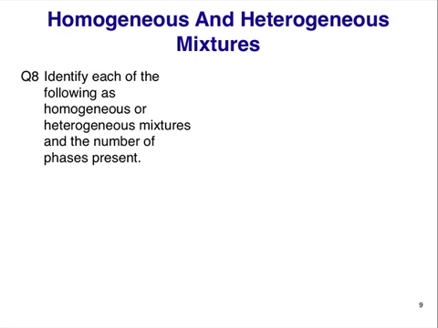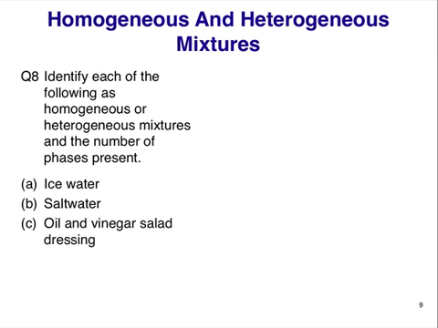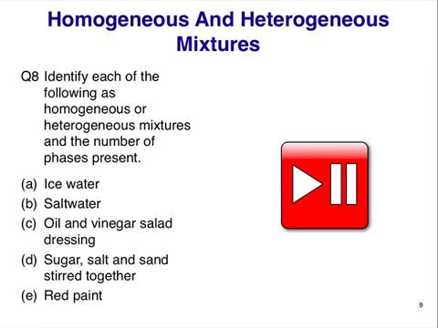Last question. Identify each of the following as homogeneous or heterogeneous mixtures and identify the number of phases present. Ice water, salt water, oil and vinegar salad dressing, sugar, salt, and sand stirred together, red paint. Pause the video here while you figure out the answers.